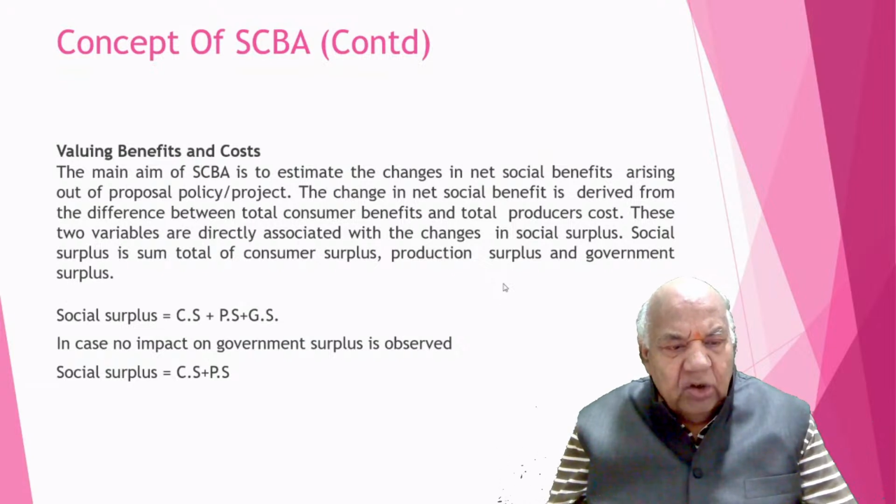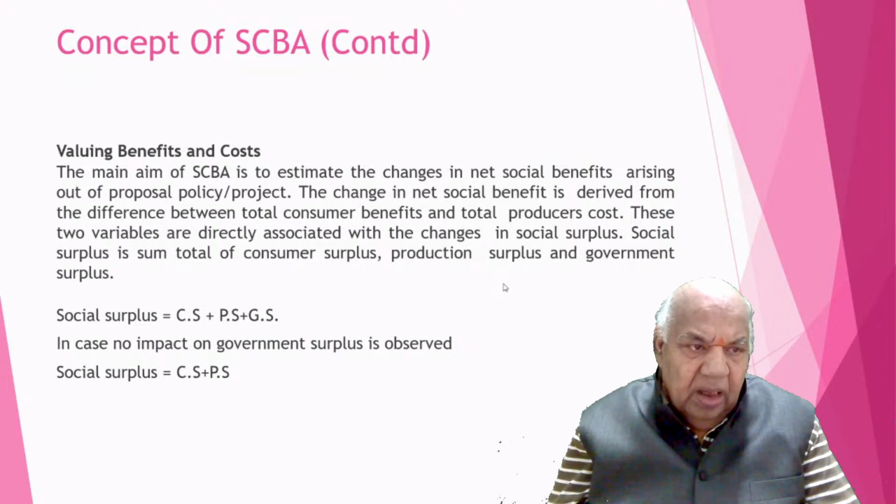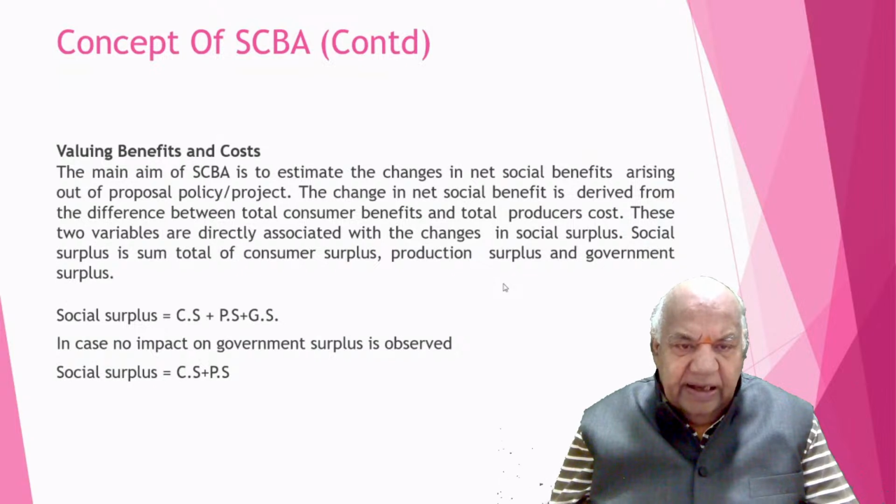Valuing benefits and cost. The main aim of SCBA is to estimate the changes in net social benefits arising out of a proposed policy or project. The change in net social benefit is derived from the difference between total consumer benefits and total production cost. These two variables are directly associated with the changes in social surplus.